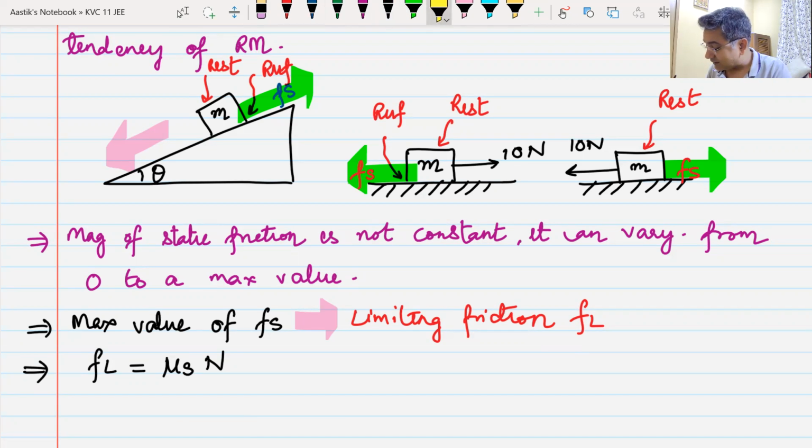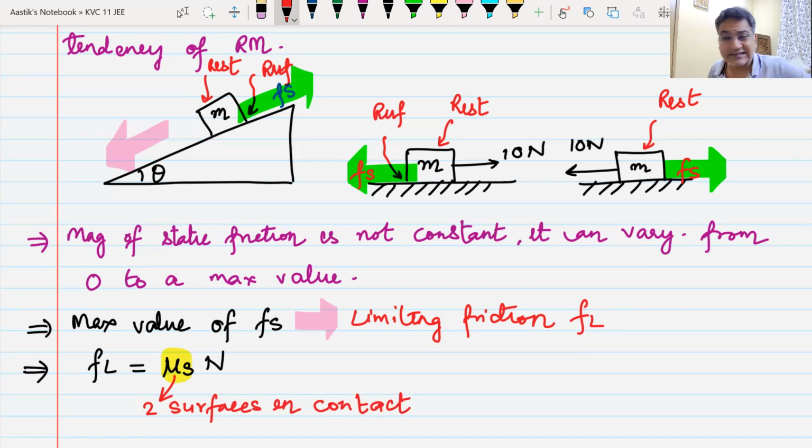And this mu S is the brother of mu K. This mu S is known as the coefficient of static friction. And it only depends on the two surfaces in contact. So both are brothers. If you want to change the value of this mu S, you have to change the surfaces in contact.